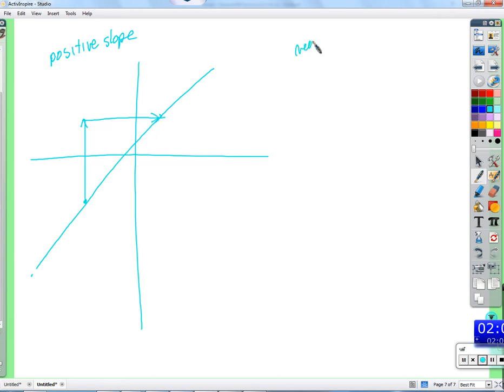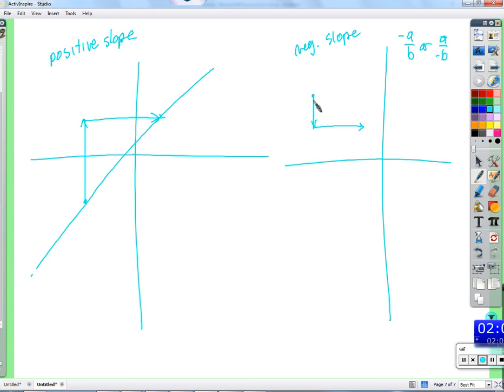How about negative slopes? Down and to the right. Because for a negative slope, you need either a negative number over a positive or a positive over a negative. Which means we either go down and to the right, rise over run, or up and to the left.